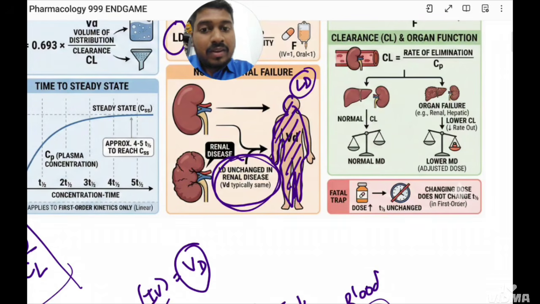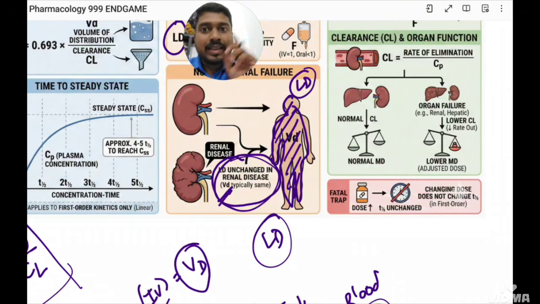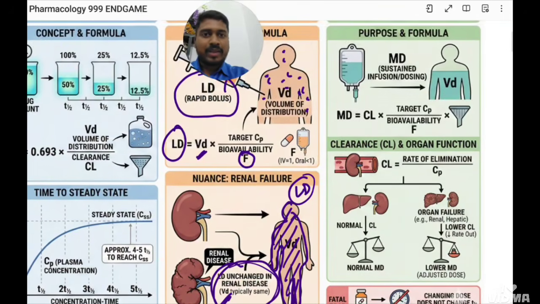In renal failure and all, volume of distribution will be the same only. There is no difference. Volume of distribution doesn't change in renal disease, and hence loading dose doesn't change for acute renal failure or chronic renal failure. Okay, this thing you will have to keep in mind.